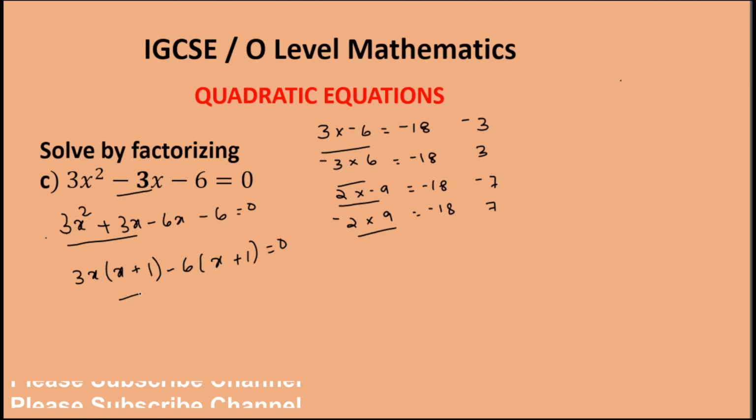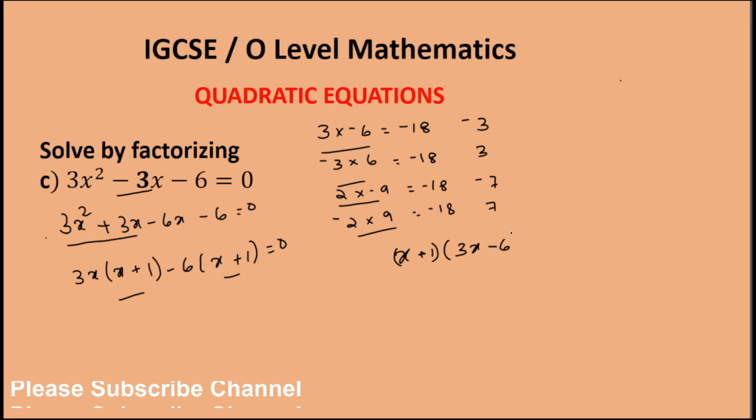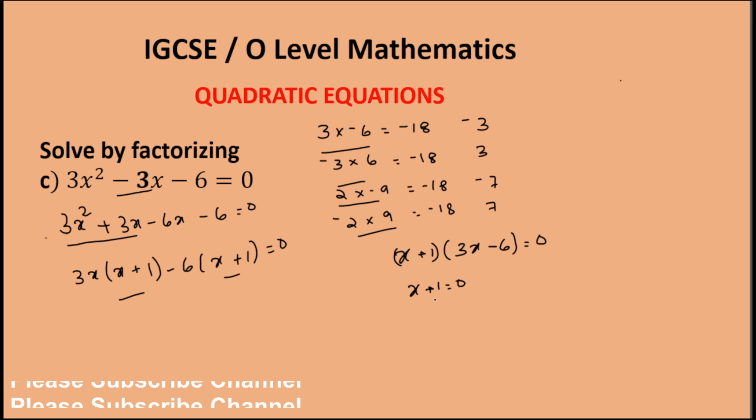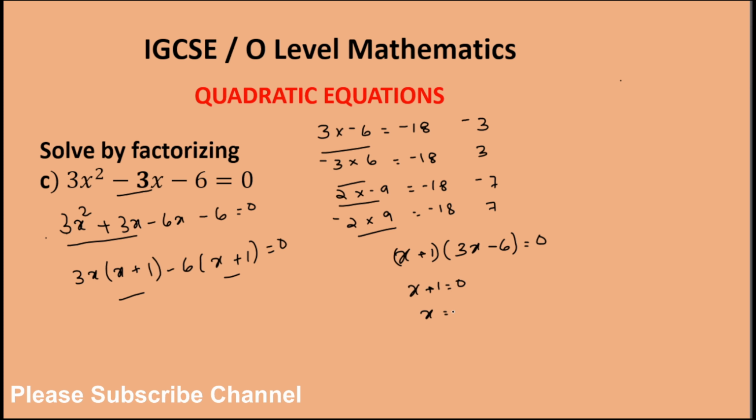Again, we can take x plus 1 as a common factor. Then what is remaining here? 3x minus 6 is equal to 0. So x plus 1 is equal to 0. What is the meaning? x is equal to minus 1.